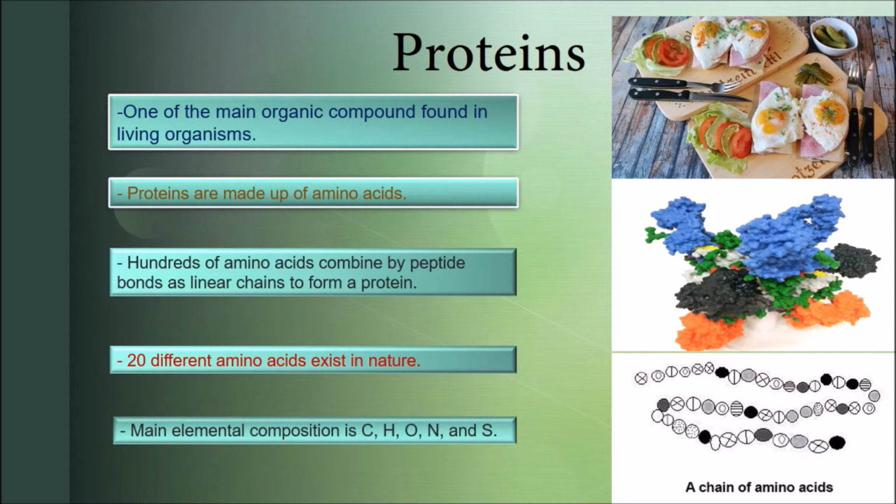A protein is composed of one or more linear chains of hundreds of different amino acids combined by peptide bonds. Therefore, it is called a polypeptide. 20 different amino acids are involved in the formation of proteins. The main elemental composition is carbon, hydrogen, oxygen, nitrogen and sulfur.